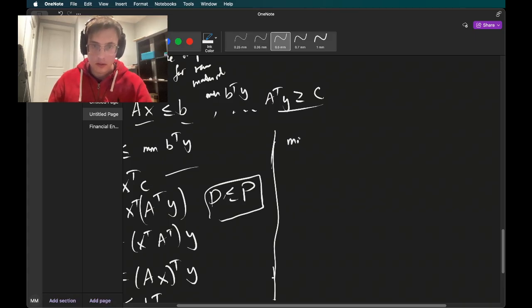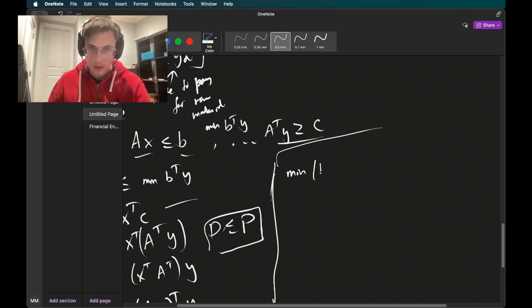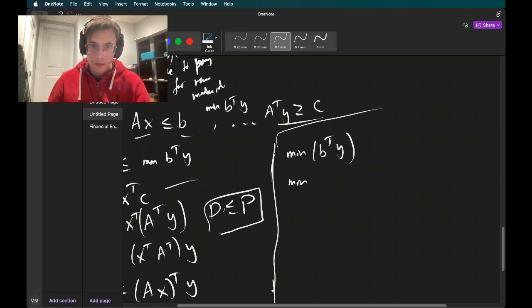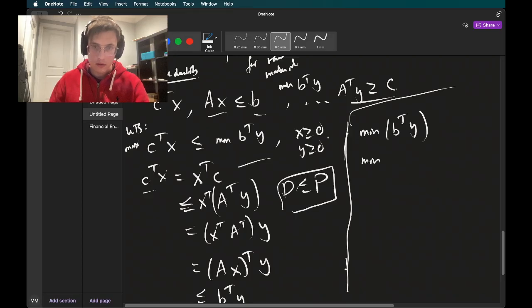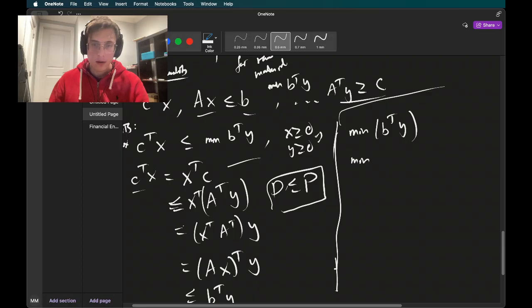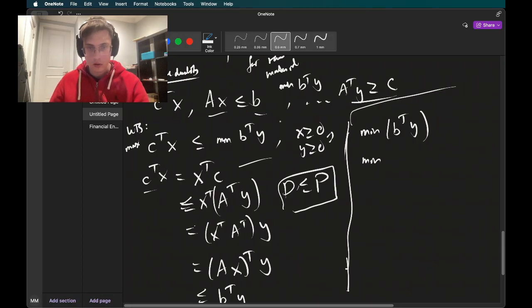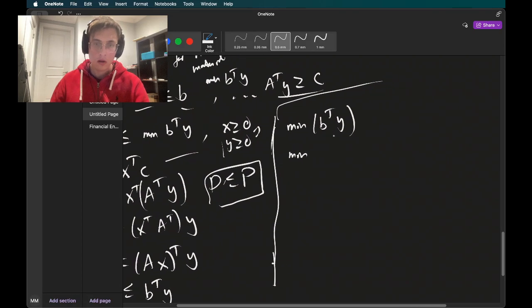So something he was trying to minimize, I think, in his construction, was b transpose y. And another thing, when you're constructing the dual, you often have to give a constraint that x is greater than or equal to 0 or y is greater than or equal to 0. If they're both greater than or equal to 0, this is called a symmetric dual. And if only one of them has the constraint, it's called asymmetric.